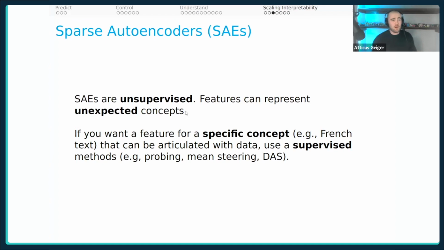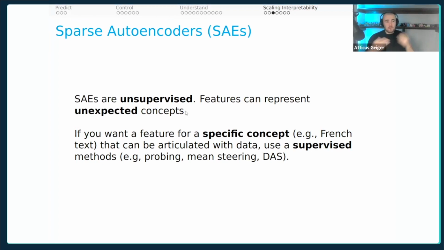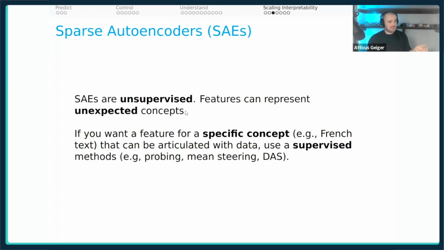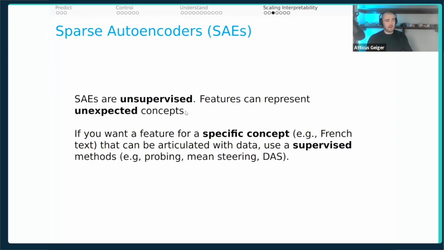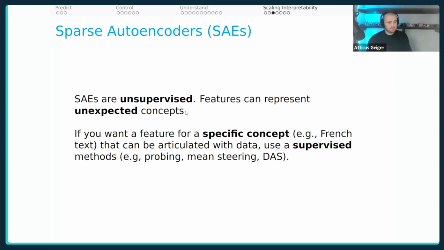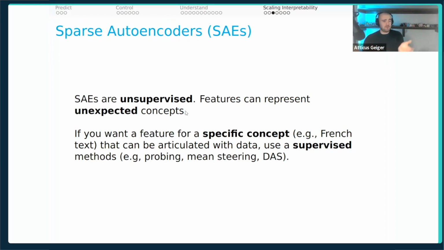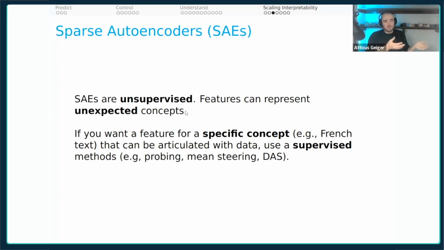I really think if you want a feature for a specific concept, so if you want to be able to predict something or steer for something or understand where something is localized, you really would never use a sparse autoencoder to do this, because this is an unsupervised method. And if you can articulate what you want out of a probe or a steering vector or a localized component, if you can articulate that in the form of data, then you can use that data as a source of supervision to learn the model internals that do what you want.